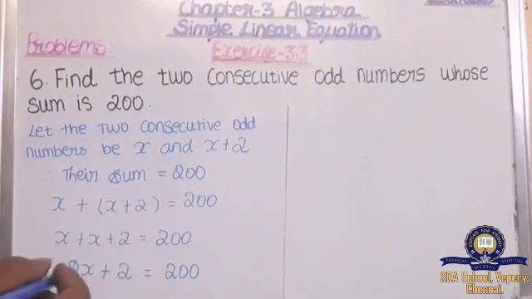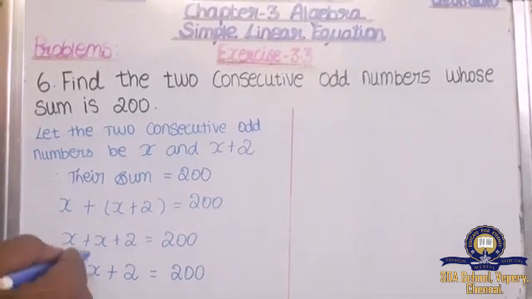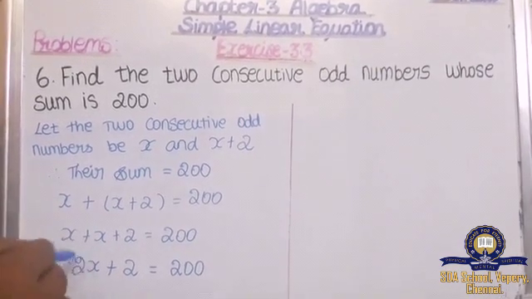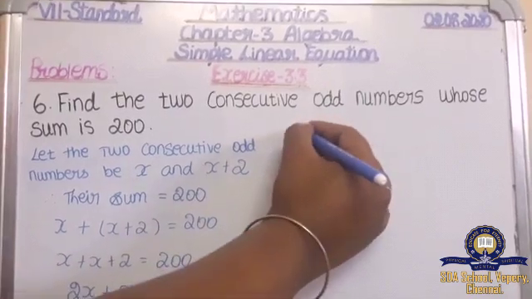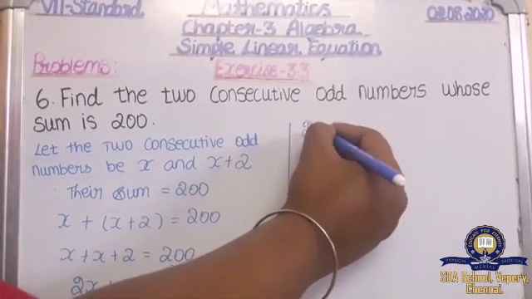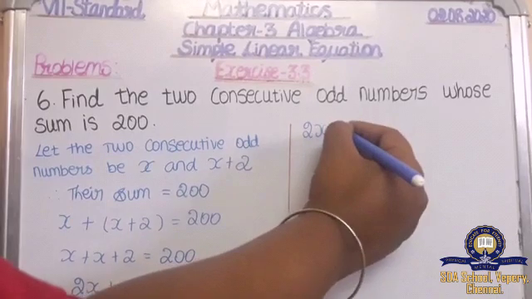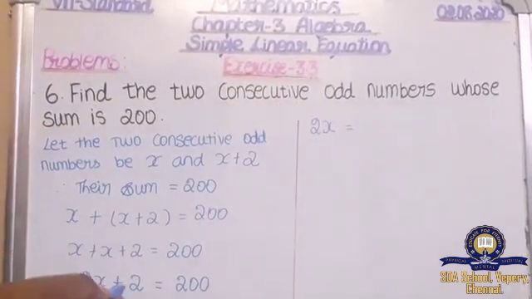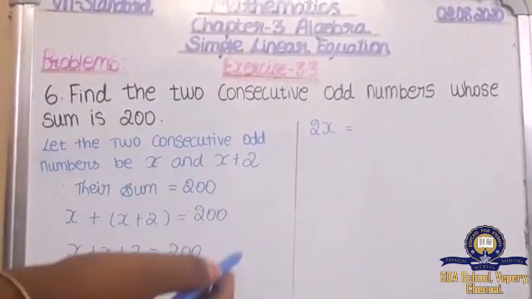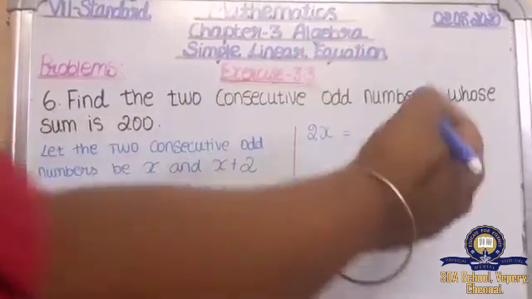Now we need to find the unknown variable x. For that, first we need to find 2x. So 2x should be written on the left hand side, and plus 2 is on the right hand side. When it goes to the other side, it will become minus 2.